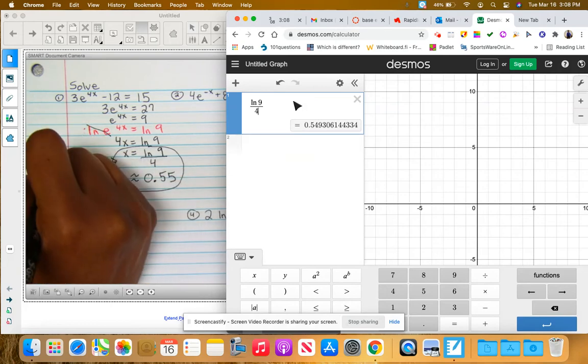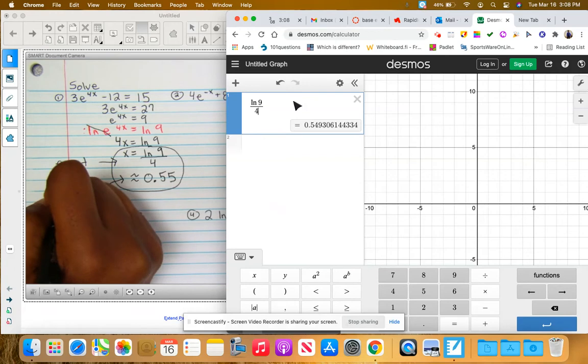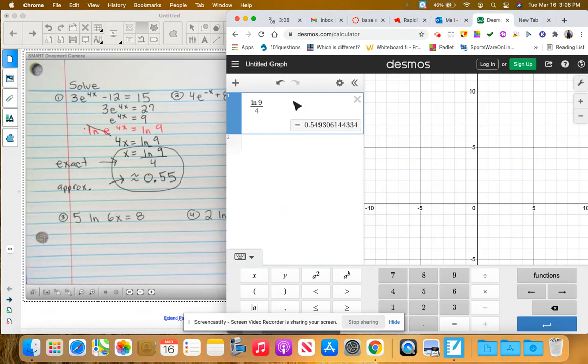So this one at the top would be the exact answer. And this one down at the bottom would be an approximation, depending on what our answer choices specified that they wanted. If they wanted the exact answer, we put in natural log of 9 divided by 4. If they wanted us to round to the nearest tenth, nearest hundredth, it would give us 0.55. Okay. So I may not go through and type in each one in Desmos, but just know that Desmos is here for you to type it in and get your decimal approximation.